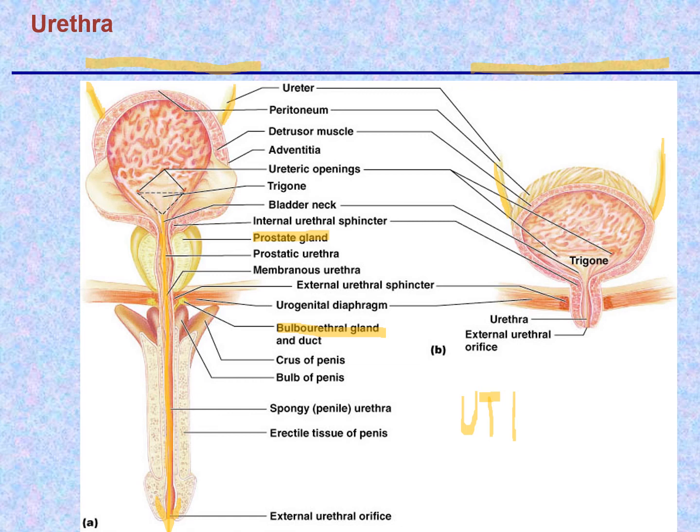And it's much easier for bacteria to work their way up a shorter distance into the bladder in the female than in the male. In the end, normally, urine is in fact sterile. There are no bacteria growing in it. There's a constant flushing out of the system due to the flow of urine. So anything that does start to get in at the tip of the urethra typically is washed away.